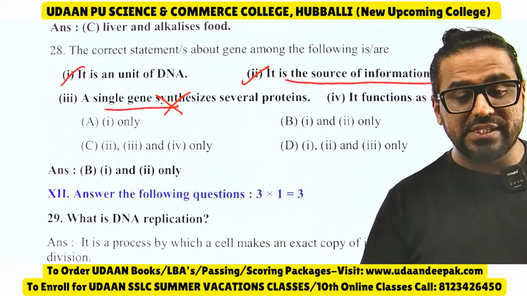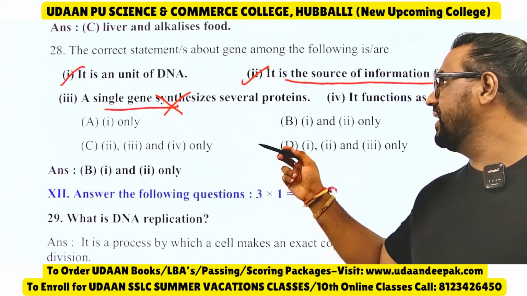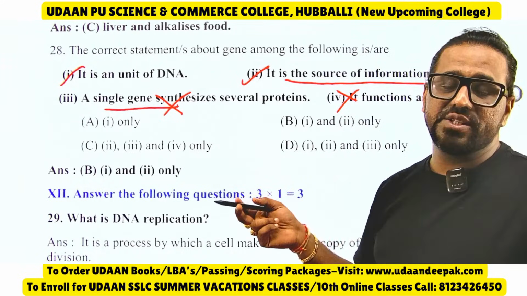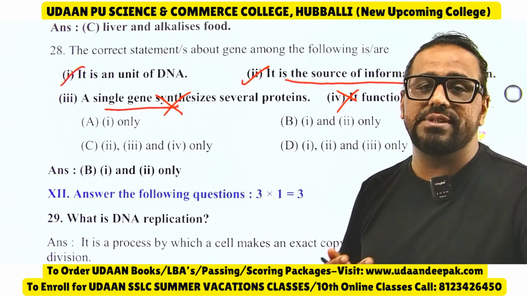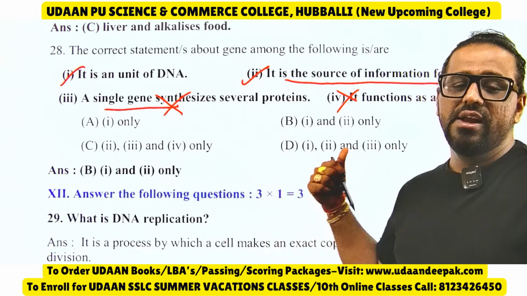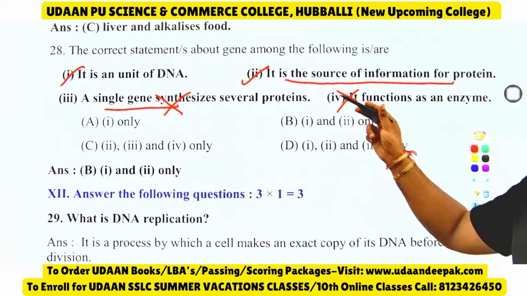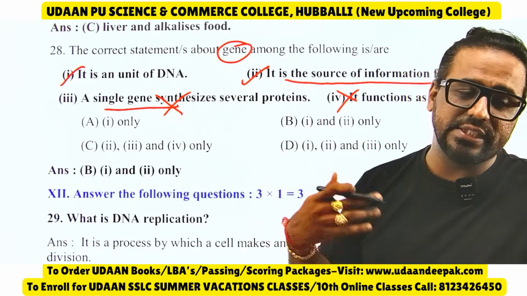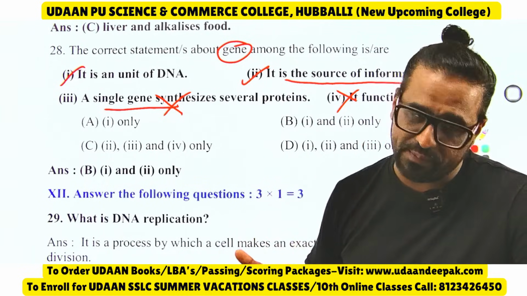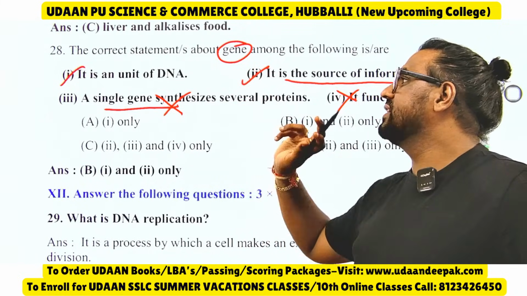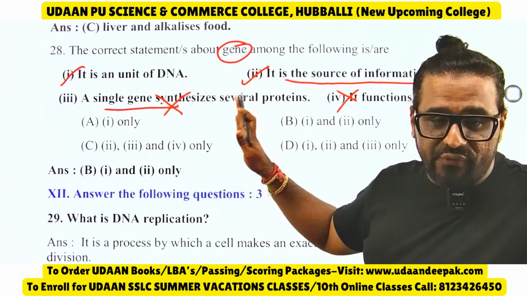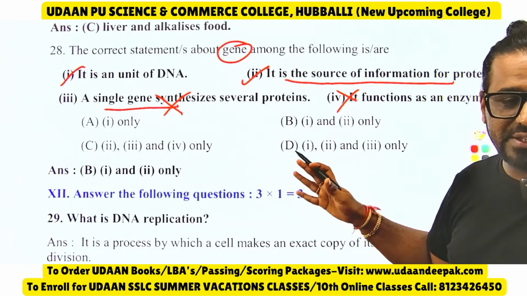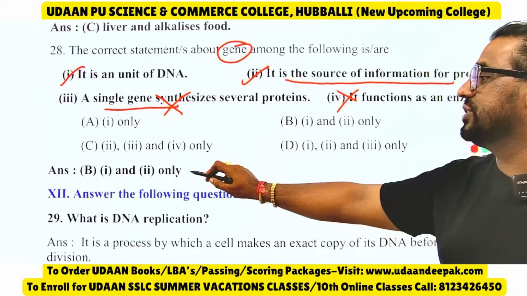These question papers are uploaded by the board only. And it functions as an enzyme, no. So you don't know, enzymes are proteins that help in digestion, respiration and all. Here they don't work like that. Genes are the information factories. Those carry the information from generation to generation as a part of the reproduction process. So you cannot say that. So it is the unit of DNA definitely, and it is the source of information for protein. The right answer is only 1 and 2.